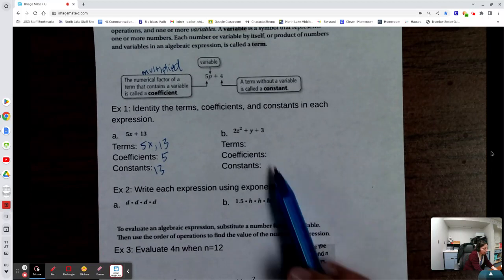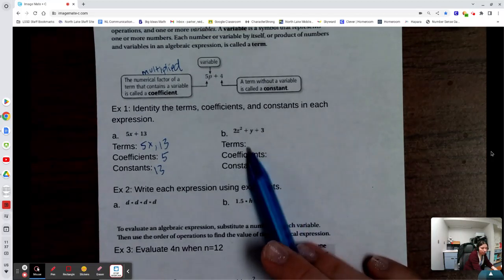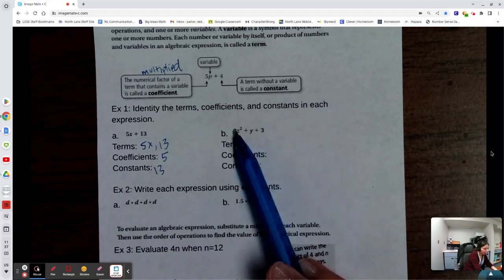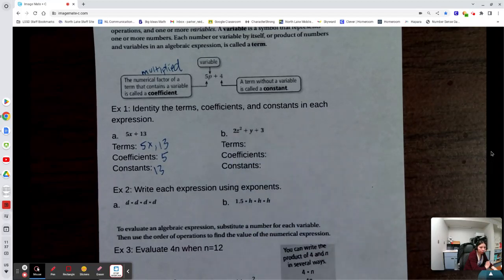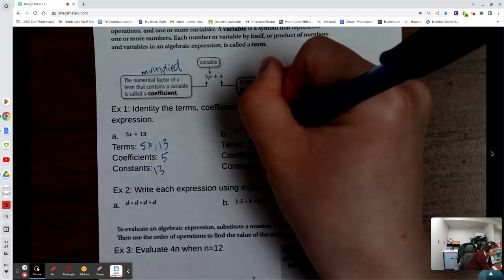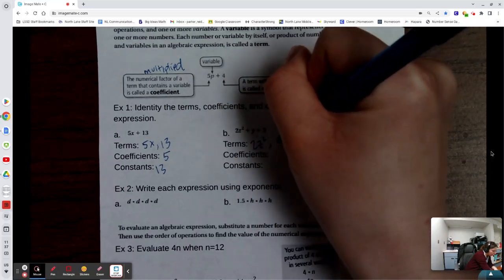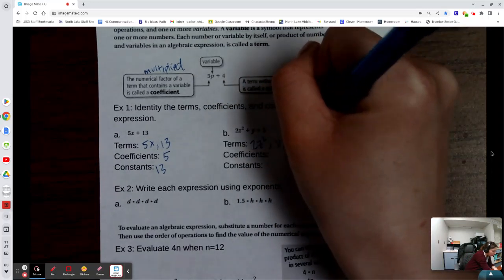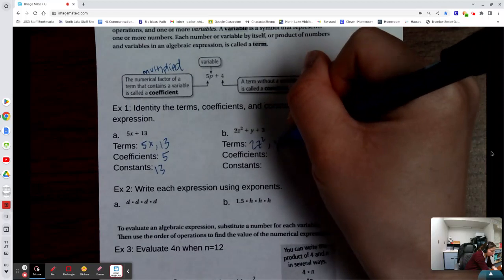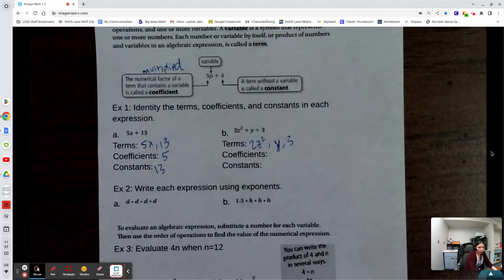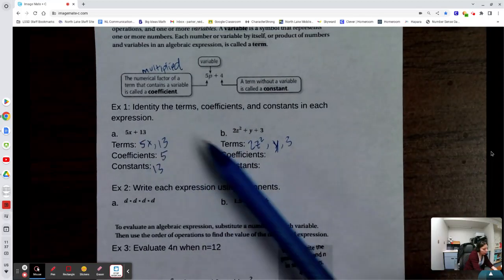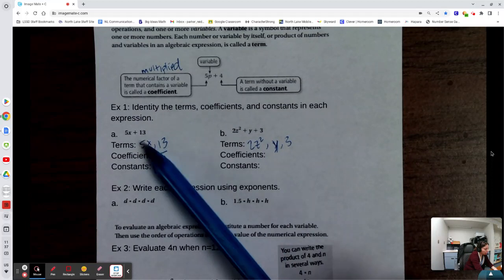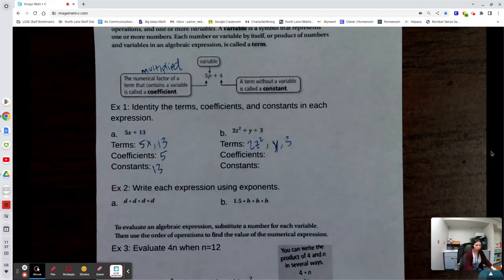Moving on to part B, again, identify terms first. Those are the pieces being added together. I see 3 building blocks being added together, so those are the 3 terms. So the first one is 2z squared. The second is y. The third is 3. You might notice in both cases when we listed the terms, it looks almost exactly like the original expression, but wherever there was a plus or an addition symbol, I changed it to a comma just to change it into a list.